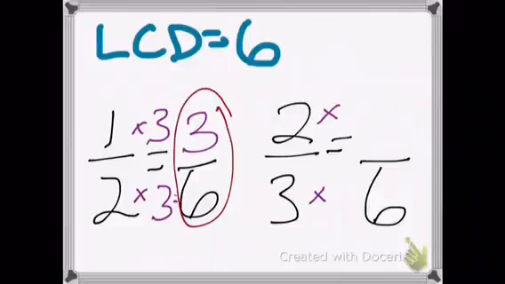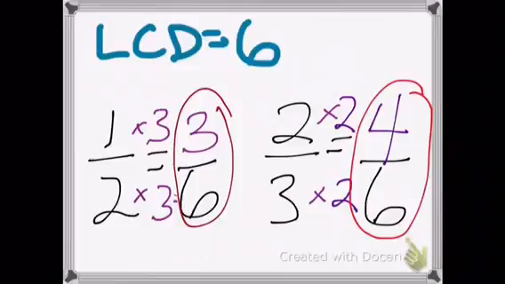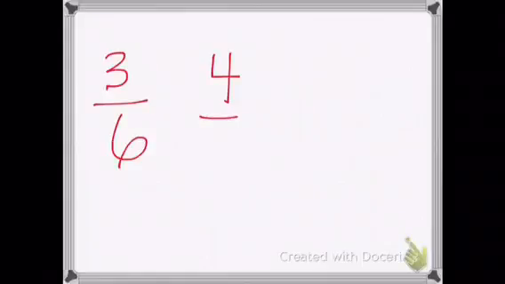Then we do the same thing on the other side. We say 3 times what equals 6, and we know that's 2. So we do 2 down here, we do 2 up here. 2 times 2 equals 4. And then you're done. So you got that right there. Now, easy enough, we just add them together. This is where the easy part is. We've got 3/6 and 4/6, and we add those together.